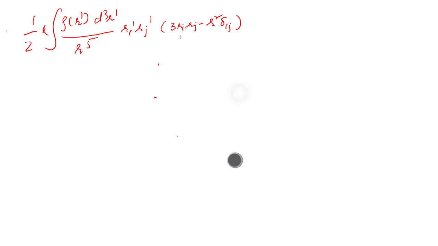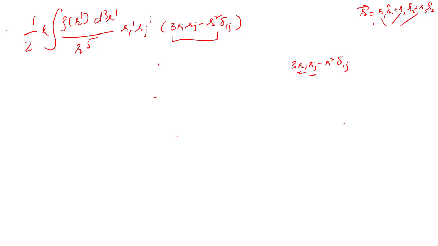So now let's look at this term in the brackets here. What do we mean by 3 r_i r_j minus r squared delta_ij? Recall that these r_i, r_j are the components of the vector. So if I had this vector, I would write it as some r1 x-hat plus r2 y-hat plus r3 z-hat. So in general, these r_i's are the components r1, r2, r3. And i and j are repeated, so we're going to sum over them, right?